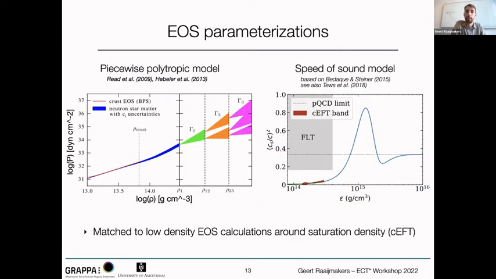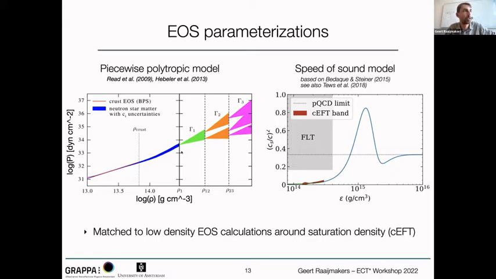So what we're doing is using these parameterized equation of state models, and to get a little bit of a feel of some of the systematics in our modeling, we're using two different models. On the left here is a piecewise polytropic model. This is quite widely used in modeling the equation of state, and simply put, you divide the equation of state in density space up into different parts, and each part is modeled by a single polytropic function.